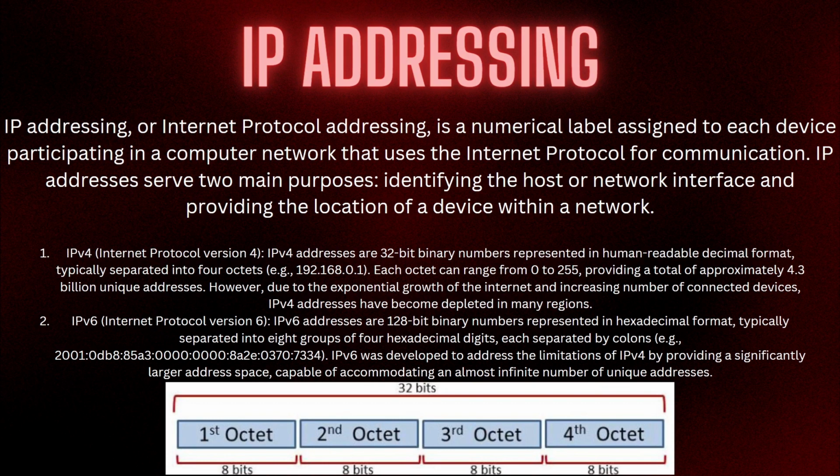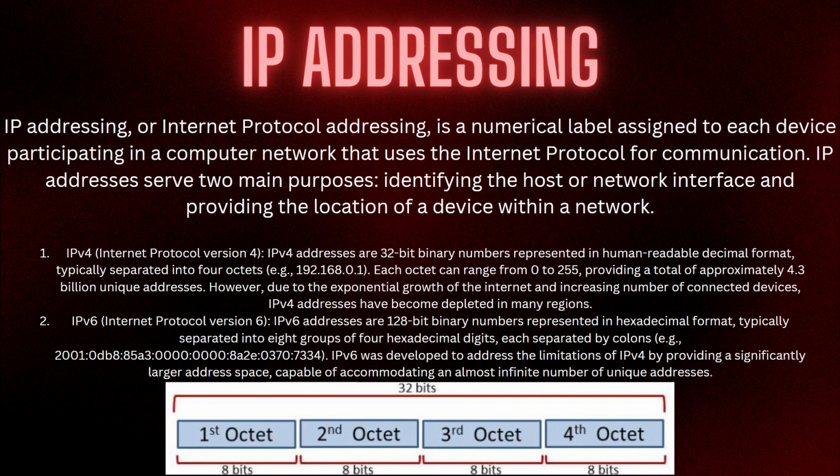IPv4 addresses are 32-bit binary numbers, represented in human readable decimal format. In IPv4, we have octets of 8 bits, and there are 4 octets in each IPv4 address, which gives us a 32-bit binary number representation. Each octet can vary from 0 to 255, because 8 bits give us 2 to the power 8, which is 256, so 0 to 255 both inclusive. This gives us a total of 4.3 billion unique IP addresses.